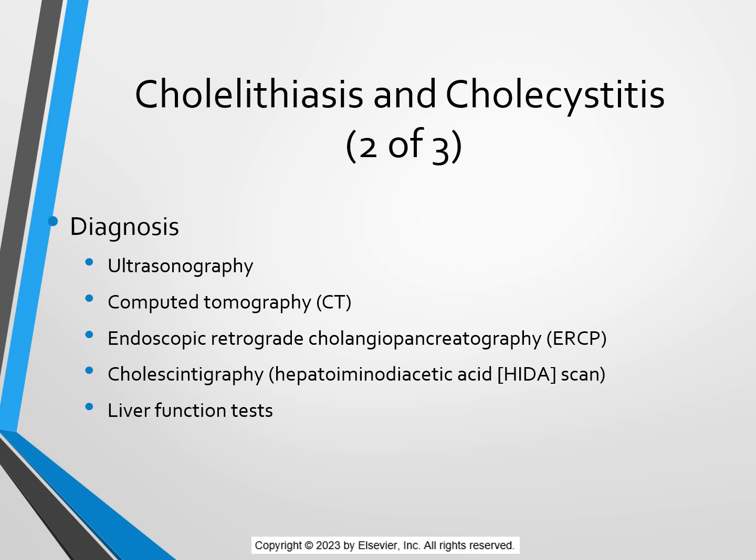Gallstones can usually be diagnosed with ultrasonography or a CT of the gallbladder and biliary tract. Cholecystography, or a hepatobiliary iminodiacetic acid, or HIDA scan, will diagnose abnormal contraction of the gallbladder or obstruction. An alanine aminotransferase, or ALT, and an aspartate aminotransferase, or AST level will be slightly elevated. In biliary obstruction, both the direct bilirubin and alkaline phosphatase levels will be elevated.